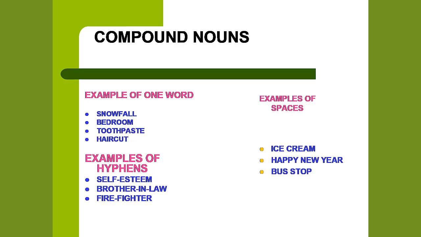Now examples of spaces. Ice cream. There is a gap or space between ice and cream. Happy New Year. There are three words over here and there is a space between these three words. Bus stop. There is a space between these two nouns, bus and stop. So all these are the examples of compound nouns.